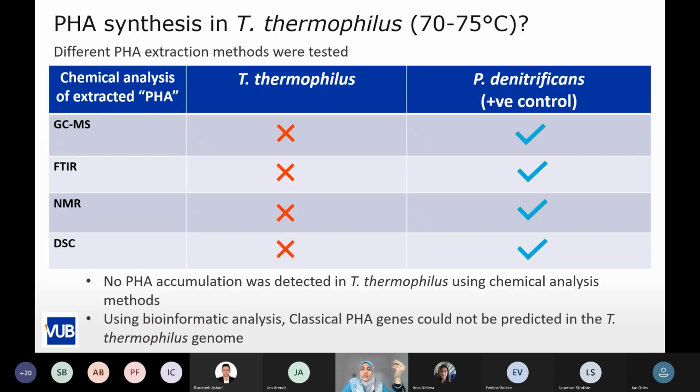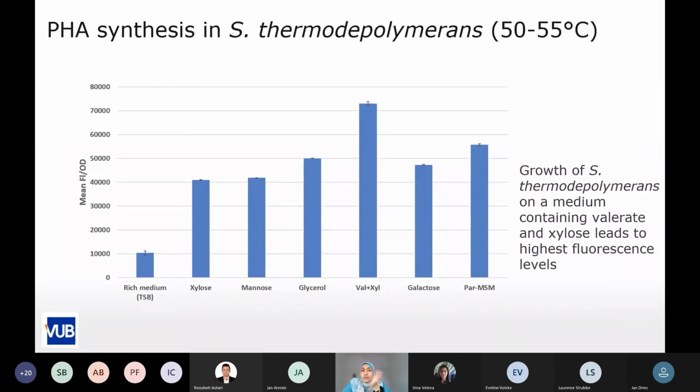I tried several methods and did the chemical analysis using GC-MS, FTIR, NMR, and DSC, but all of them didn't give any results for Thermus thermophilus. So from here we can say that no PHA accumulation was detected in Thermus using chemical analysis methods. I also combined these results with bioinformatic analysis, and the same thing, we couldn't predict the classical PHA genes in the Thermus genome. So we shifted our work to a moderate thermophilic bacteria, which is Schlegelella thermodepolymerans.